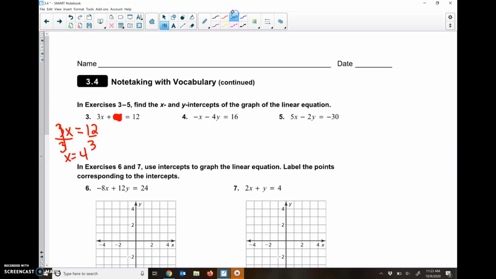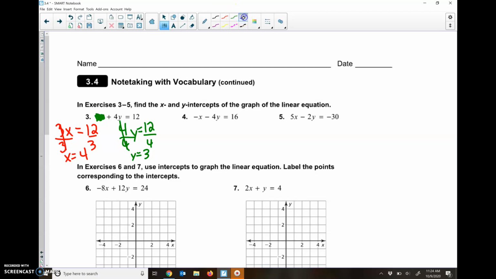Now let's find the y-intercept. To find the y-intercept, I'm going to get rid of my x, so I'm going to make x equal 0. It pretty much goes away. So I end up with 4y equals 12. Divide both sides by 4. My y-intercept is 3. So I plot those 2 points on a graph, my x-intercept being 4 and my y-intercept being 3, and I would connect the dots.